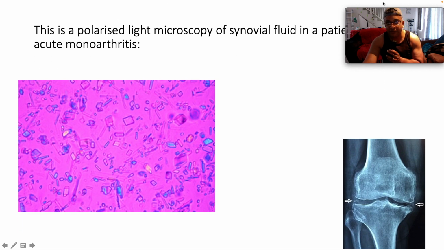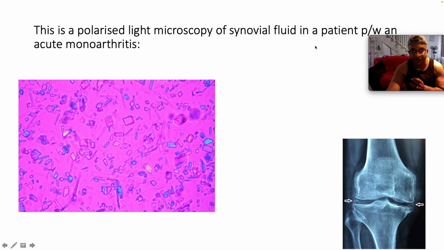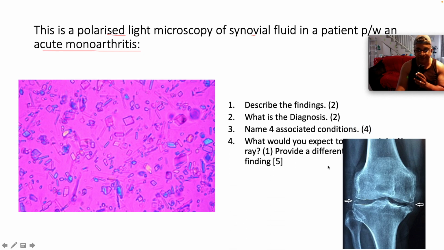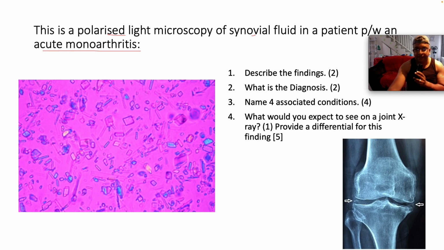Alrighty, what do we have here? This is polarized light microscopy of synovial fluid in a patient who presented to you with acute monoarthritis. What do we see here? We'll talk about that. This is an X-ray showing classical opacities of the joint margins. The stem of the question says, describe your findings for 2 marks. What's the diagnosis for 2 marks? Name 4 associated conditions and what would you expect to see on a joint X-ray for 1 mark, and then provide a plausible differential for this finding for 5 marks.